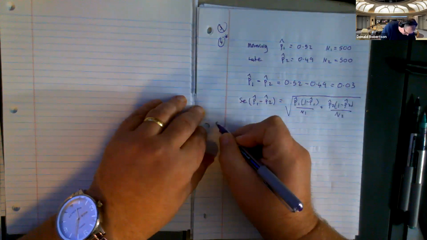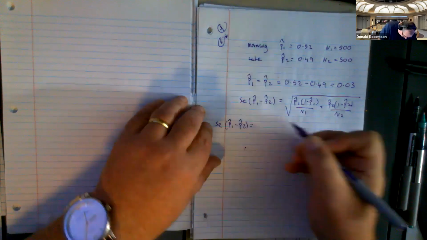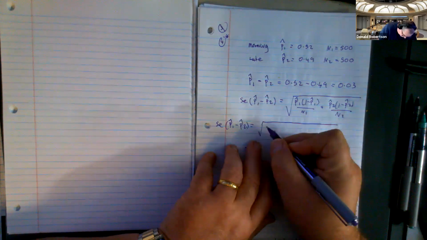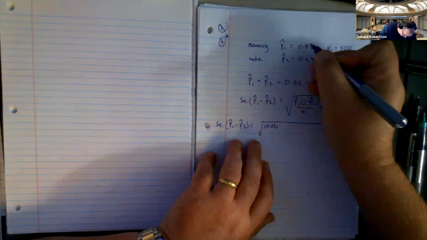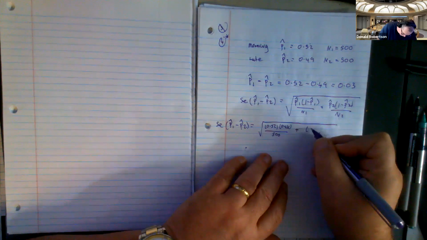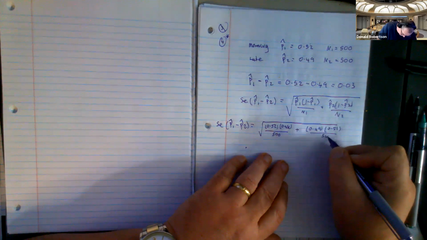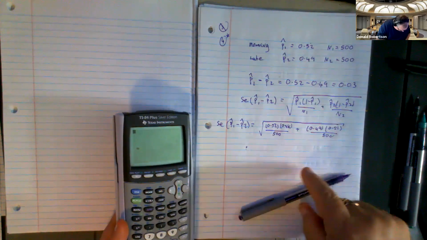And so the standard error, also called the standard deviation, they keep changing its name, but it's the same thing, is 0.52 for this one, with a 0.48 over 500 plus 0.49, it's this guy, a 0.51, also over 500. And we are going to do the square root thing now.